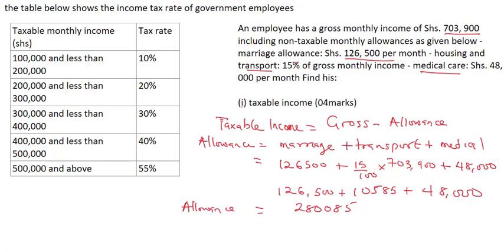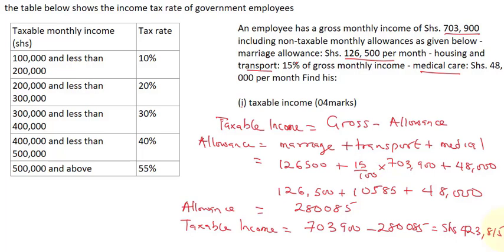So remember we're trying to look for his taxable income. So our taxable income is going to be the gross, which is 703,900. We'll subtract our allowance, which is 280,085. Now this is going to give us 423,815. So that is exactly how to calculate your taxable income.